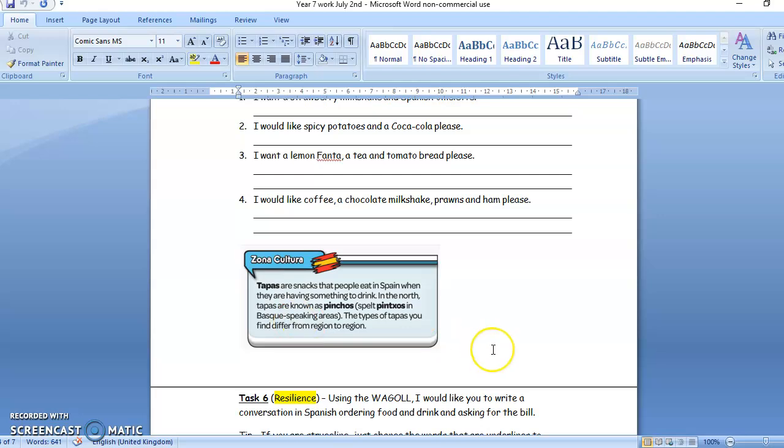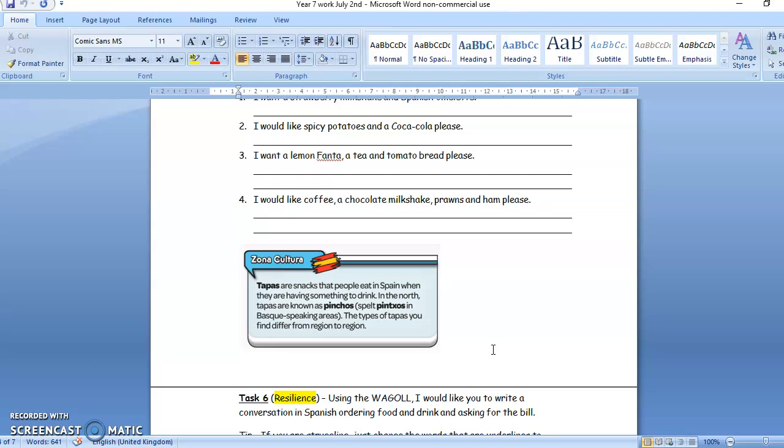So just a little bit of culture again. Tapas are snacks that people eat in Spain. We learned that last week, which they are having when they're having something to drink. In the north of Spain, they're called pinchos. Now, when I studied for my Spanish and French degree, I lived in Pamplona, which is in the Basque country in the north of Spain. And they have their own language there.